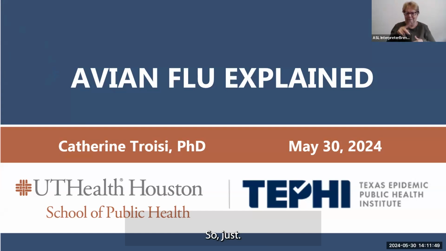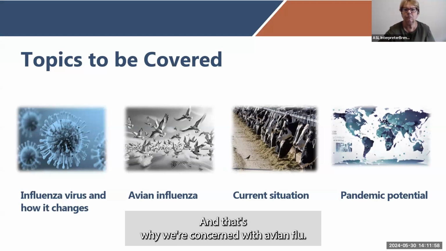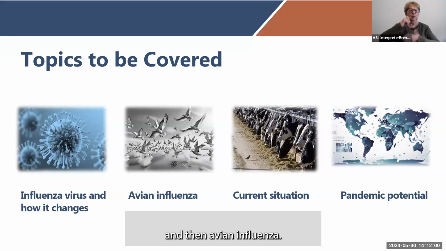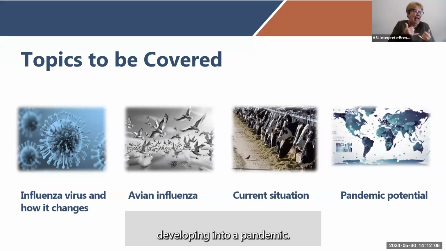So, just a second. There we go. We're going to talk about flu in general and how it changes, and that's why we're concerned with avian flu. And then avian influenza, what's happening now, and what's the potential for this developing into a pandemic.